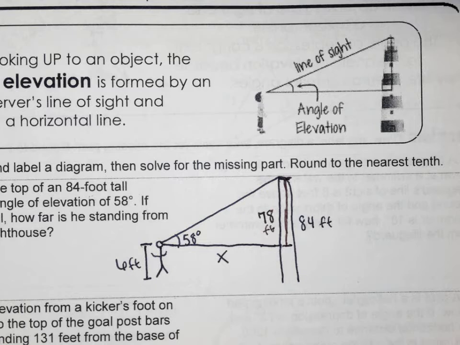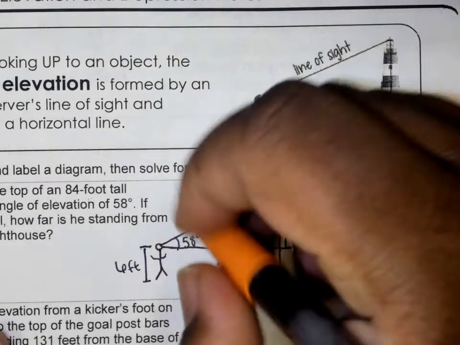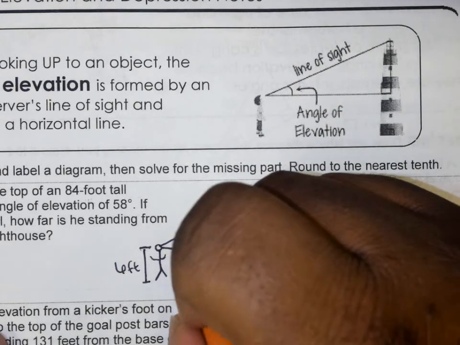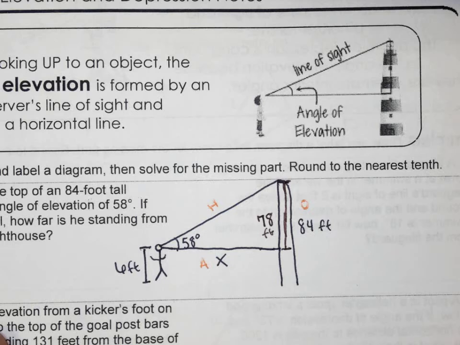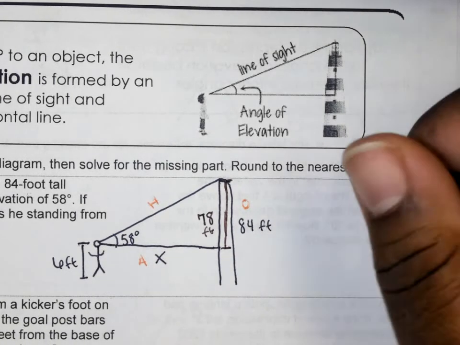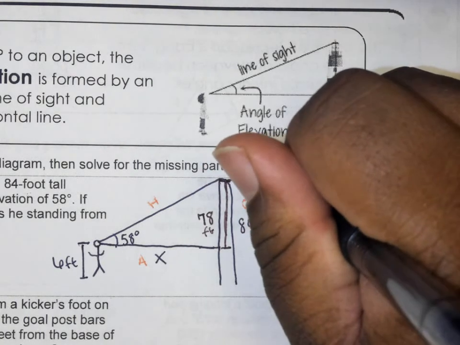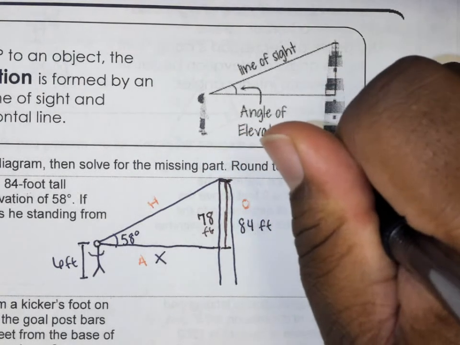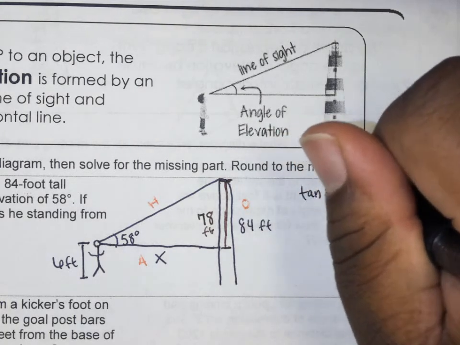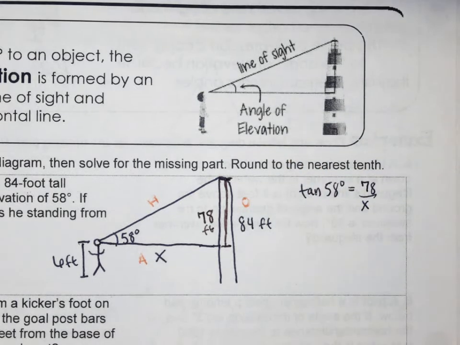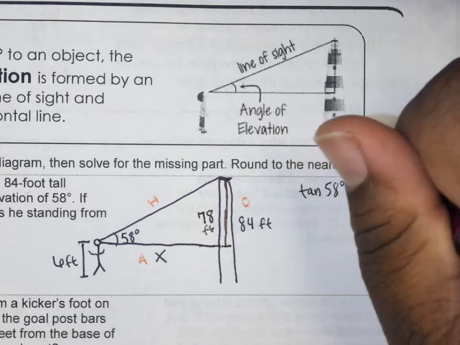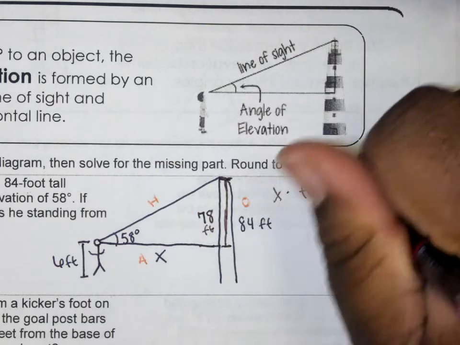Now we just label them like we had before. Hypotenuse here, opposite here, adjacent here. What trig function am I using? Tan of 58 degrees equals opposite over adjacent, so 78 over x. Then from there, solving for x, multiply by x. My x cancels.